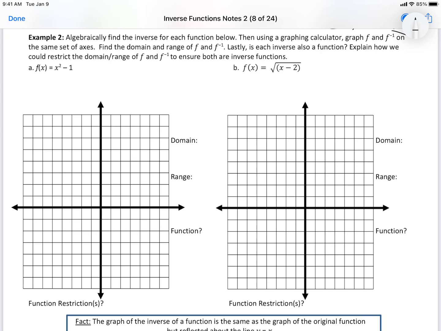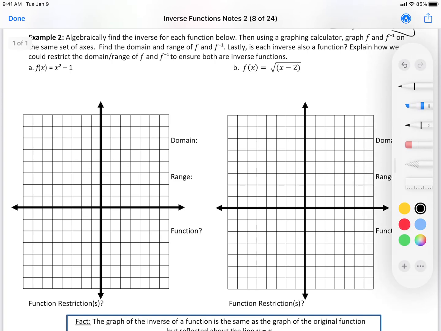So we're going to do x squared minus 1. Before we actually find the inverse, we know how to graph x squared minus 1, so why don't we just go ahead and do that first? We're going to make f of x blue. And then I'm going to also label my graph. So this is 1, 2, 3, 4, 5 and 1, 2, 3, 4, -5 on both axes. This is my x, this is my y.